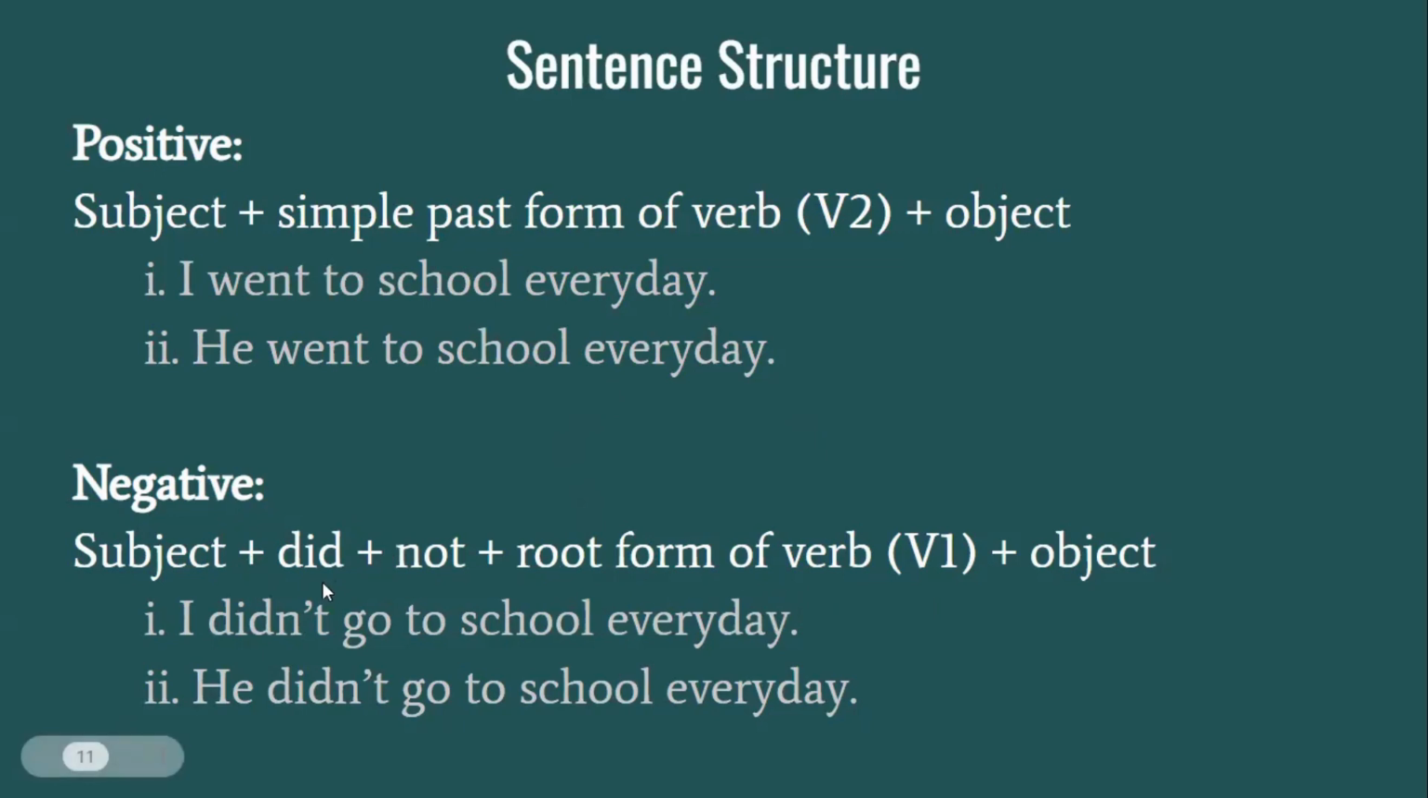Okay. So if we are using did in a sentence, I will not use the V2 form of the verb. I will just use the V1 form of the verb. Okay. I will say, I didn't go to school every day. He did not go to school every day. I cannot say he did not went to school, or I cannot say I did not knew. Okay, it's wrong English. So that is something that you should remember.